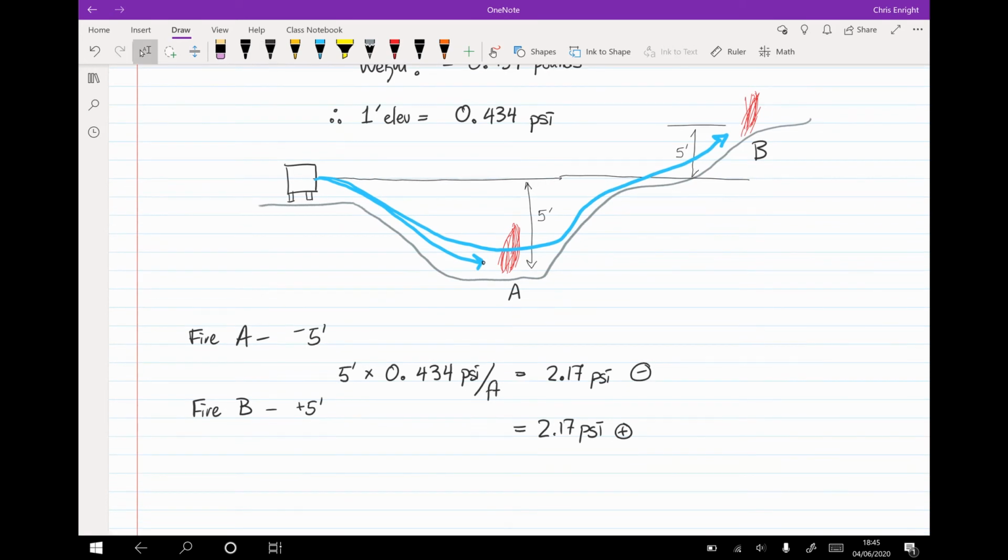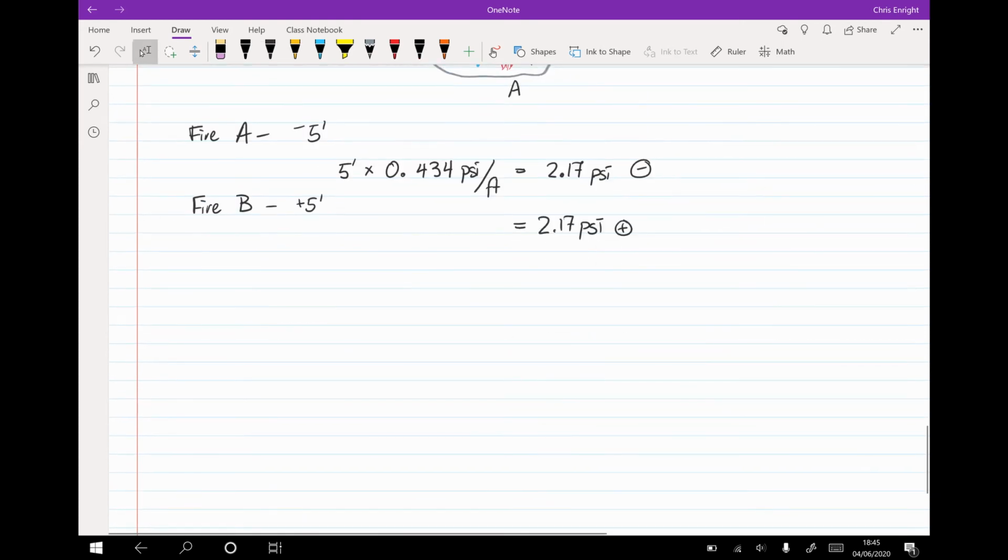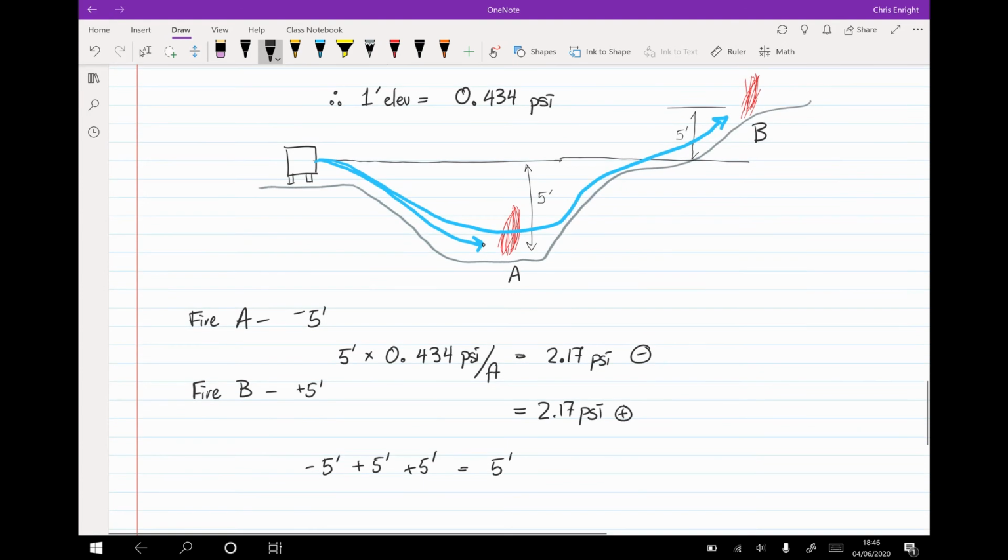Okay, why is it only 5 feet for fire B? Why isn't it 10? Hose is going down 5 and then coming up a total of 10. Well, it all balances out. So you would end up doing the math as 5 feet down, then 5 feet up, then 5 feet up. That's still equal to 5 feet. So it's all relative to that baseline elevation. It's not a question of total elevation, which that'd be another 5 feet, not 10 feet. So don't use 10 feet.